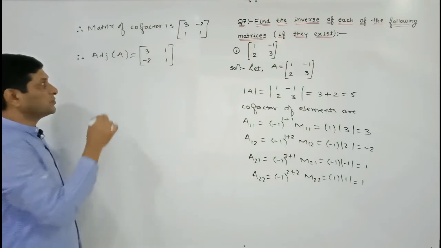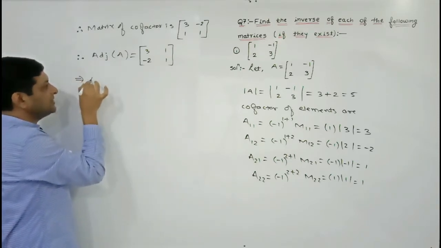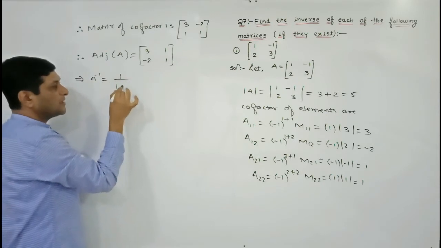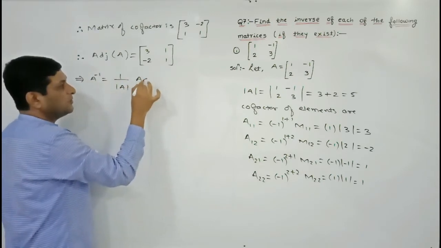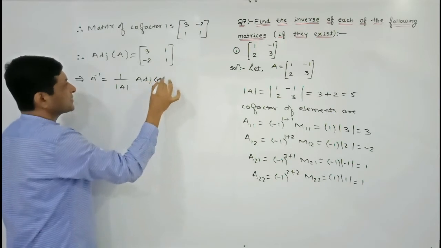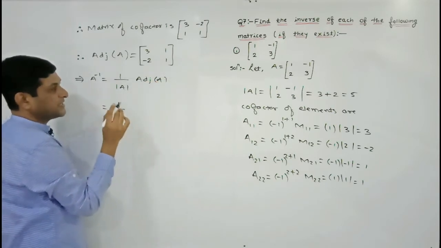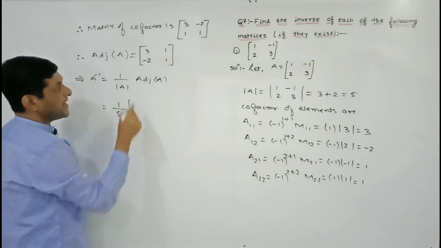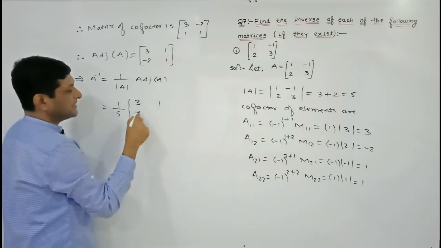Once the adjoint is known to us, then it implies that A inverse will be equals to, what is the formula to find out A inverse? 1 upon determinant of A into adjoint of A. So which is equals to 1 upon determinant. What is the value of determinant? 5. And element of adjoint 3, 1, minus 2, 1.